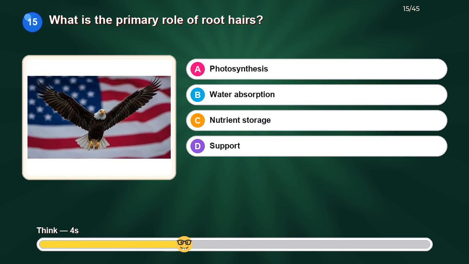Which of the following is a characteristic of the Solanaceae family? Option A, woody stems. Option B, reticulate venation. Option C, actinomorphic flowers. Option D, all of the above.